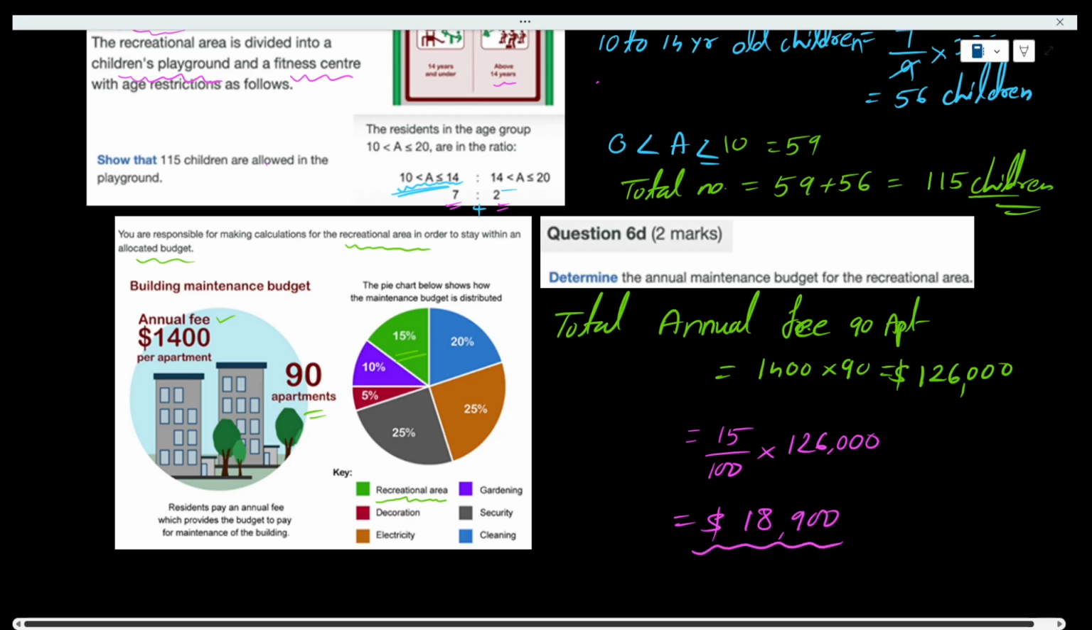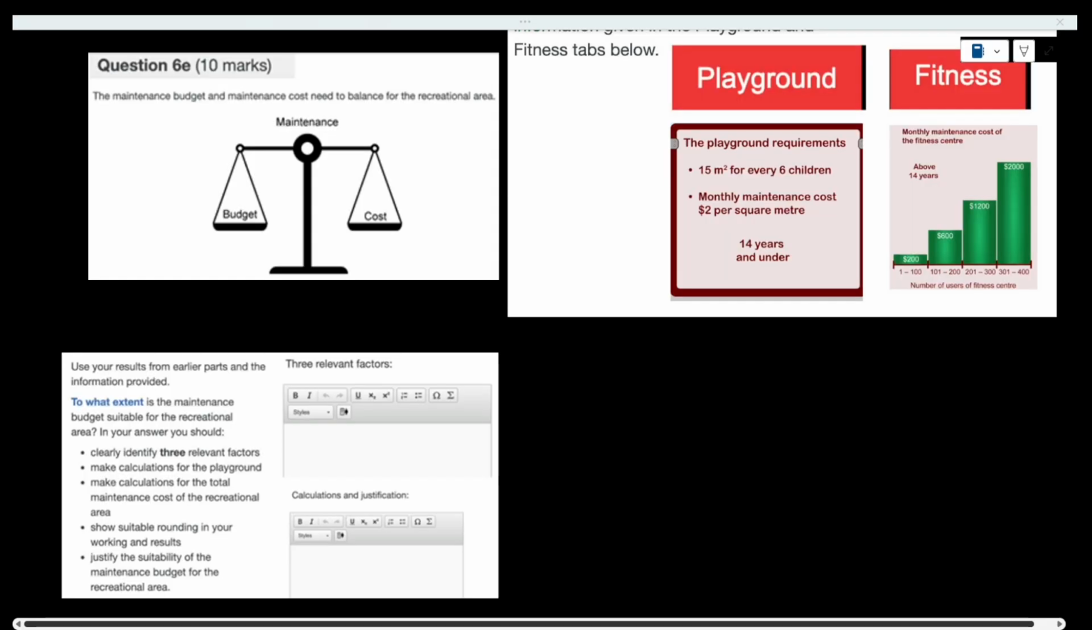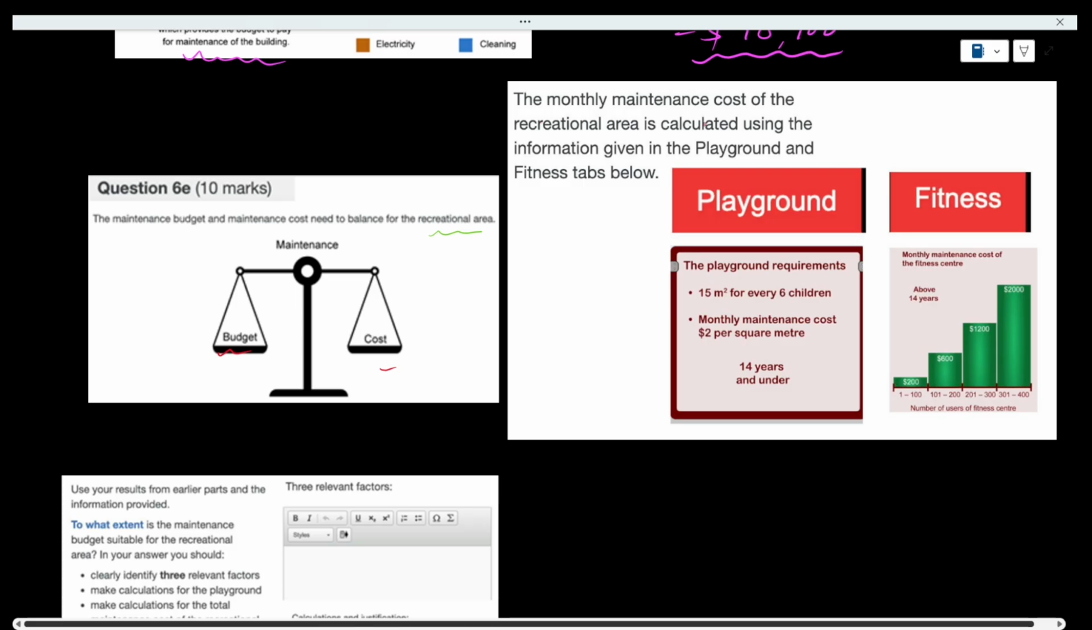Residents pay an annual fee which provides the budget to pay for maintenance of the building. So we are taking this, and based on this they can take any of the other areas and ask you to calculate the values. Now in this part of the question, there are 10 marks given. Again, you need to write all the description. What is given here? The maintenance budget and the maintenance cost need to balance for the recreational area, right? We already saw there is a 15% budget. Now, what is the criteria given here? The maintenance cost of the recreational area is mostly calculated using the information given in the playground and the fitness tab below.